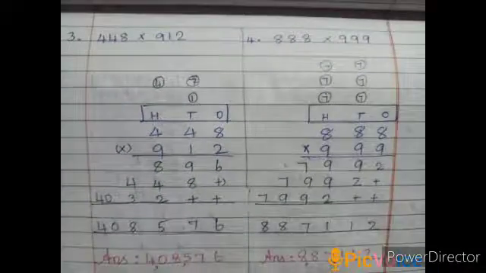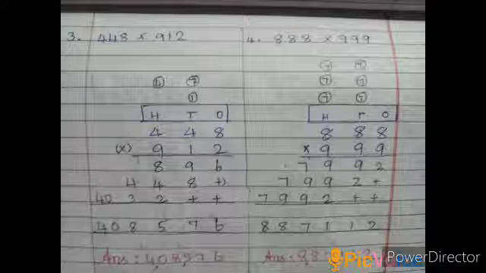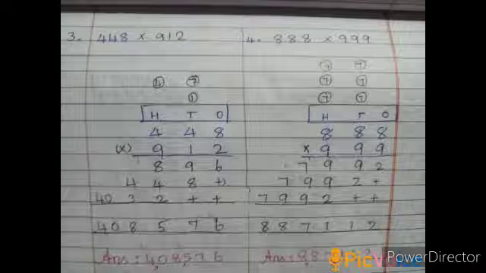Let me explain one more sum for you. 448 multiplied by 912. Write the number according to the place value. Now start the multiplication from the ones place. 448 multiplied by 2. 8 2s are 16, 6 and 1 should be carried over in the tens place. 4 2s are 8, 8 plus 1 is 9. Next, hundreds place, 4 2s are 8.